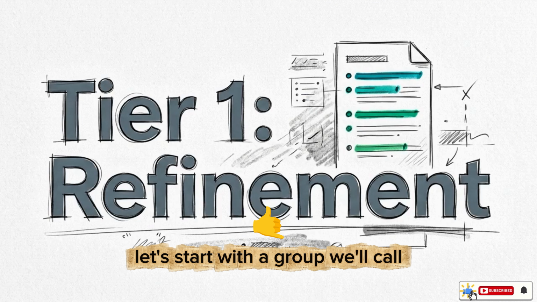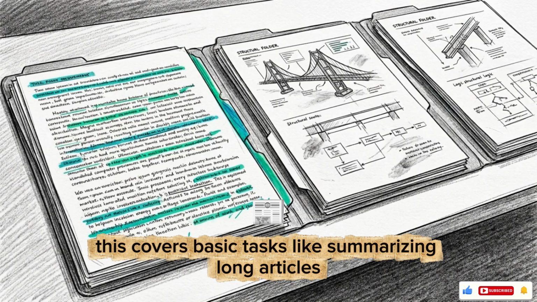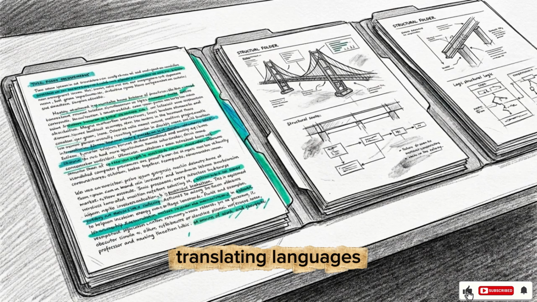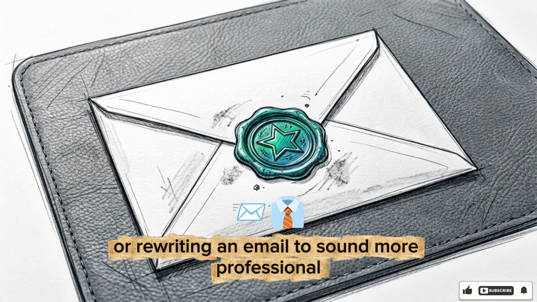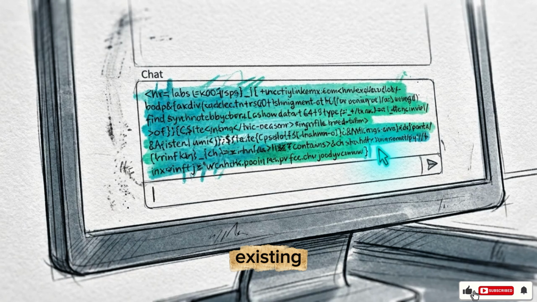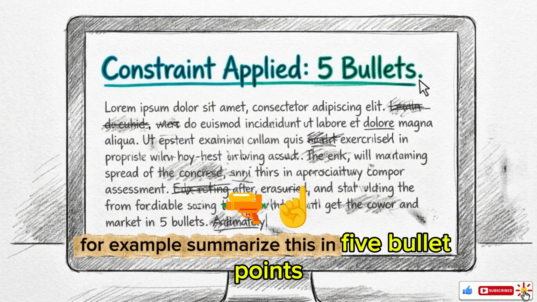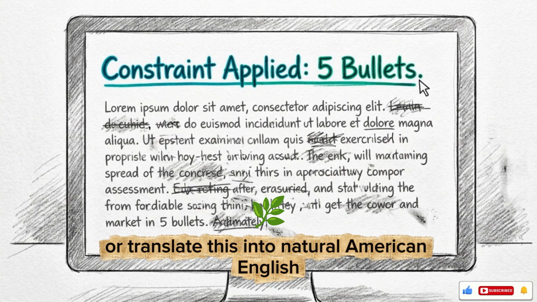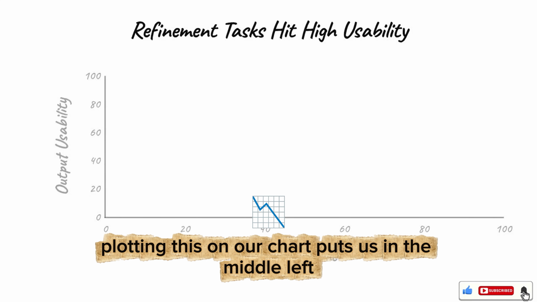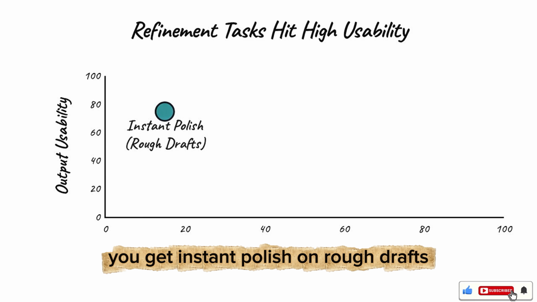Let's start with a group we'll call low-friction utilities. This covers basic tasks like summarizing long articles, translating languages, or rewriting an email to sound more professional. The input mechanics here are simple. You paste raw, existing text into the chat and apply a single, rigid constraint. For example, summarize this in 5 bullet points, or translate this into natural American English. Plotting this on our chart puts us in the middle left. Setup time is near zero, but usability is high. You get instant polish on rough drafts.